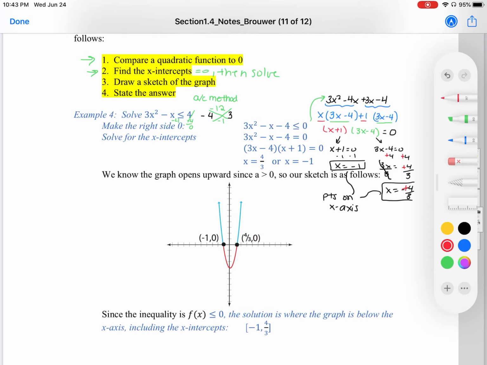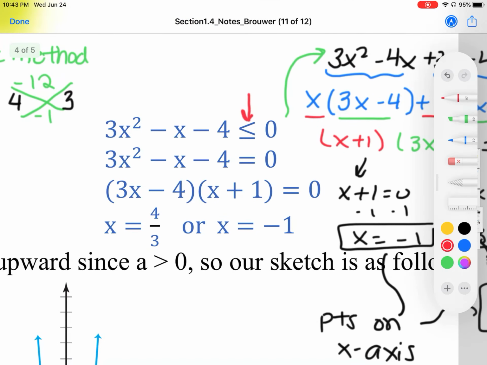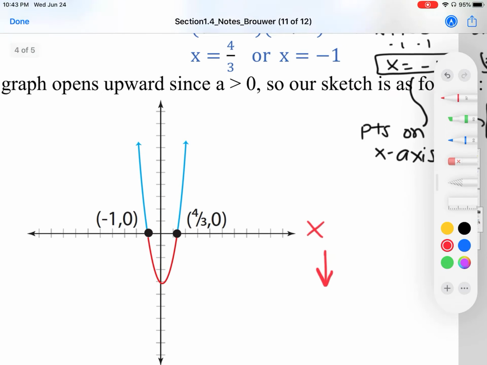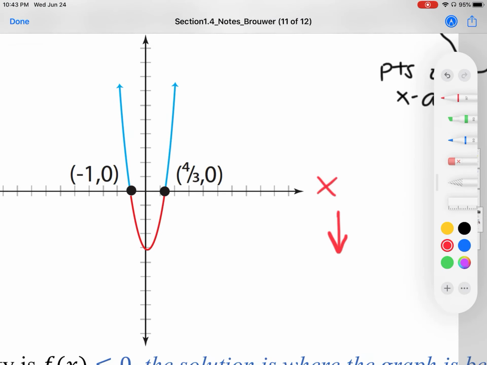Now our question is looking for numbers that are less than or equal to 0. So here we have our x-axis, and we're looking for numbers that are below the x-axis. Those numbers will be found here. So look at our x's. Our x's can only go from negative 1 up to 4 over 3. That's all my x's can be, and that's what satisfies our inequality of less than or equal to 0. So that leaves us with our x of negative 1 and our x of 4 over 3.